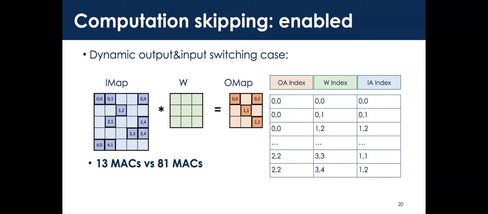And enabled with dynamic switching, here in this example, we show both output and input switching. As you can see, after skipping unnecessary micro instructions, now we only need 13 MACs versus 81 MACs as in the base case. What's not shown here is that we use a priority encoder to select valid micro instructions from the lookup table. And you can find more details in the paper.